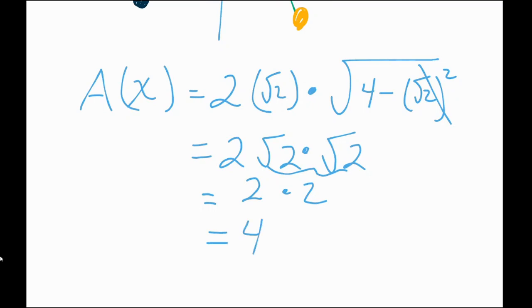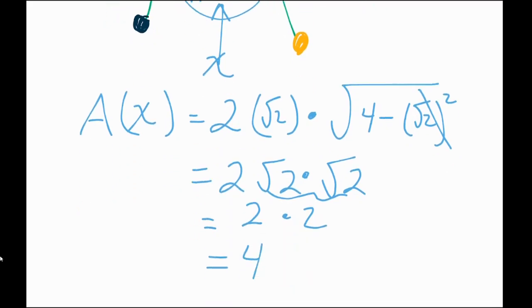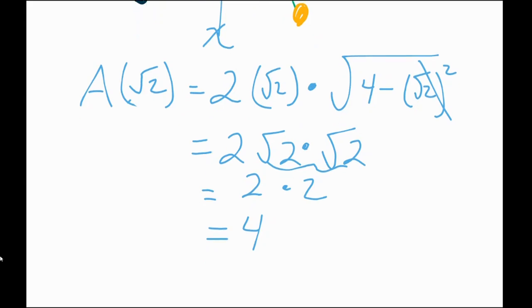Again, when we say that root 2 is the maximum, what we really mean is that it's the x value that gives you the maximum. You've got to plug that x value back in. Oops, my notation was a little sloppy here. You want to plug that back in to your area equation, and you end up with a maximum area.